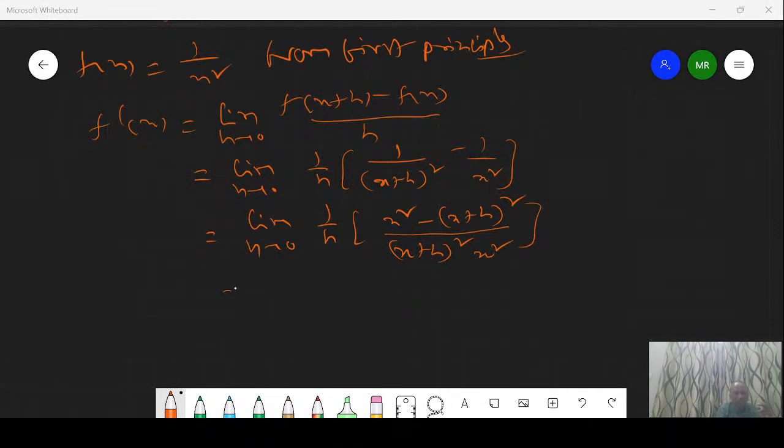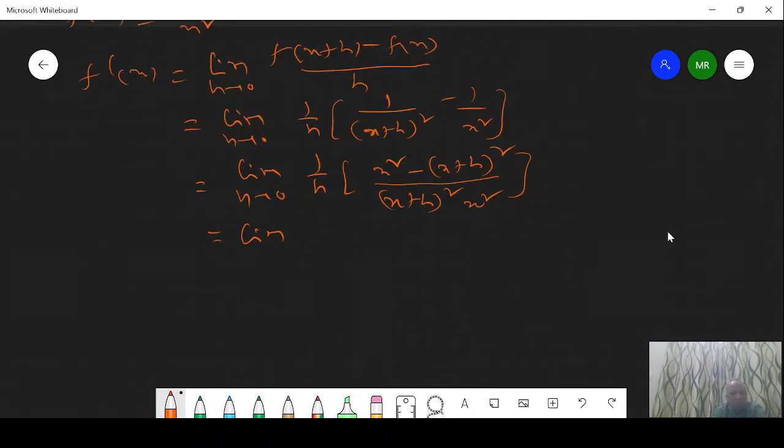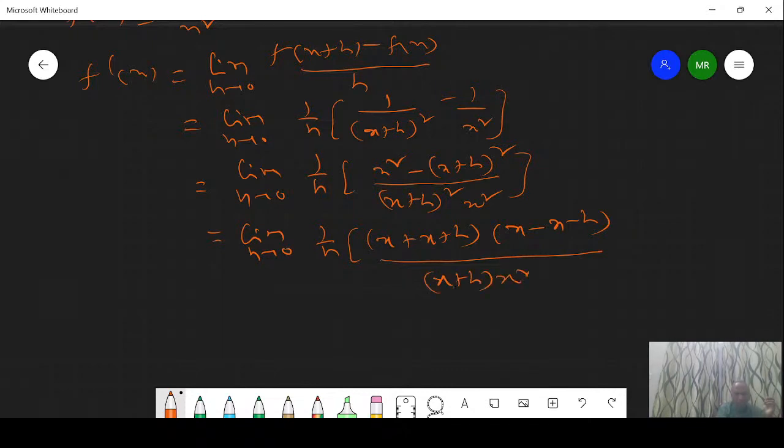I can write limit h tends to 0, 1 by h. This one is a square minus b square, so you can write (a+b), that is (x+h), into (a-b), that is (x-h)... I understood this one, correct. Because how I have written this one: a square minus b square. I can write (x+h) into (x-h) by (x+h) whole square into x square. Now you can see x will get cancelled here.